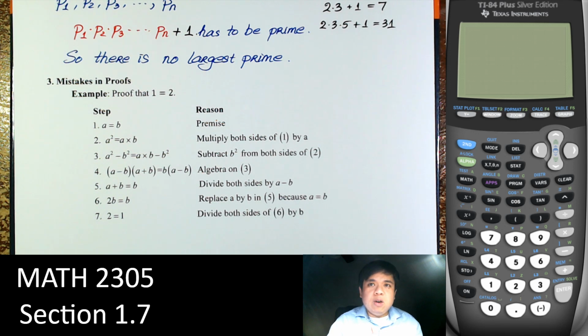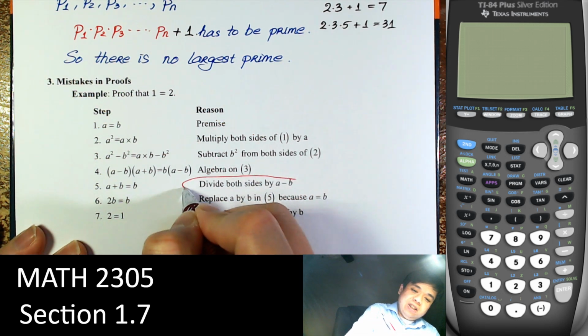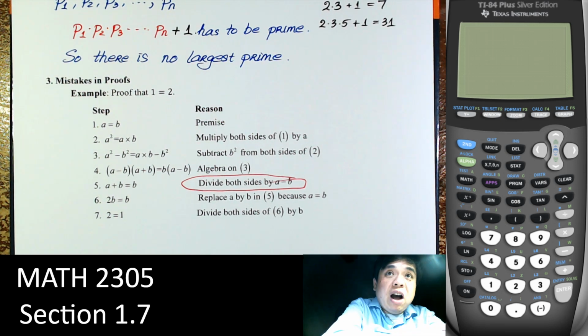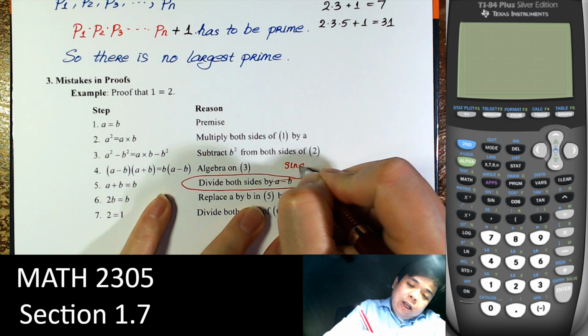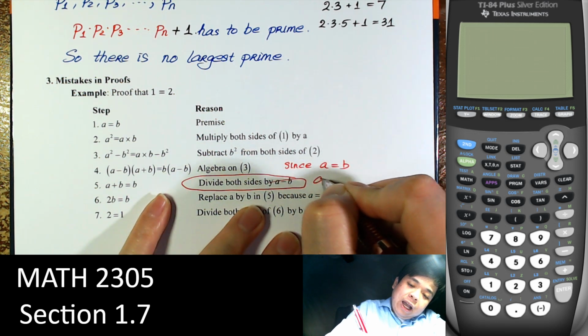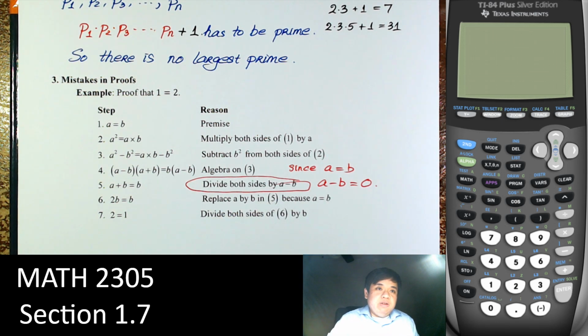So of course somewhere along the line this is not true, and the part that is not true is this: because we divided by A minus B. That is the problem, because since A equals B, A minus B equals 0, and we cannot divide by 0 because division by 0 is undefined. So here we divided by 0, and that's why this is not a proof. Anything divided by 0 is undefined, so we cannot do that.